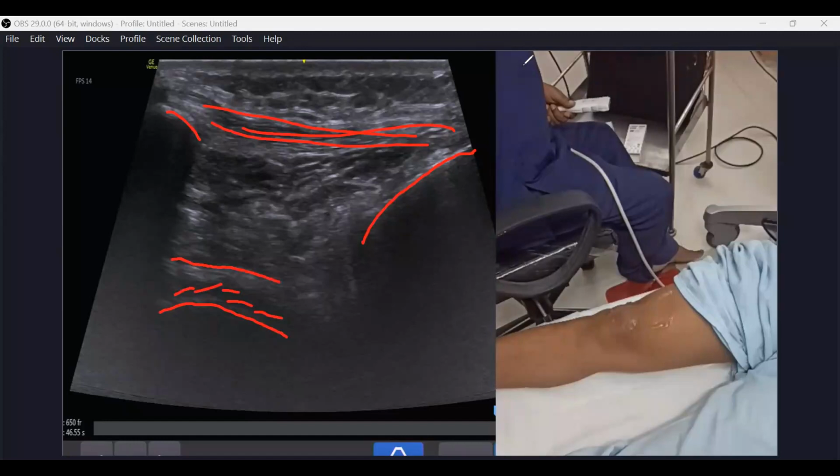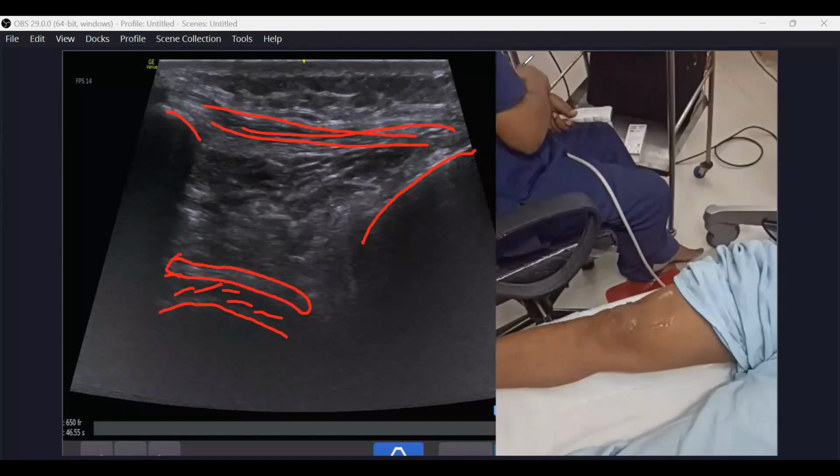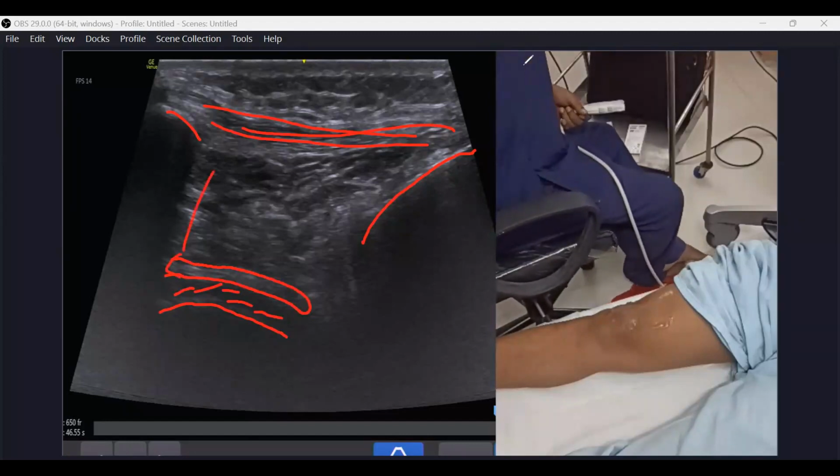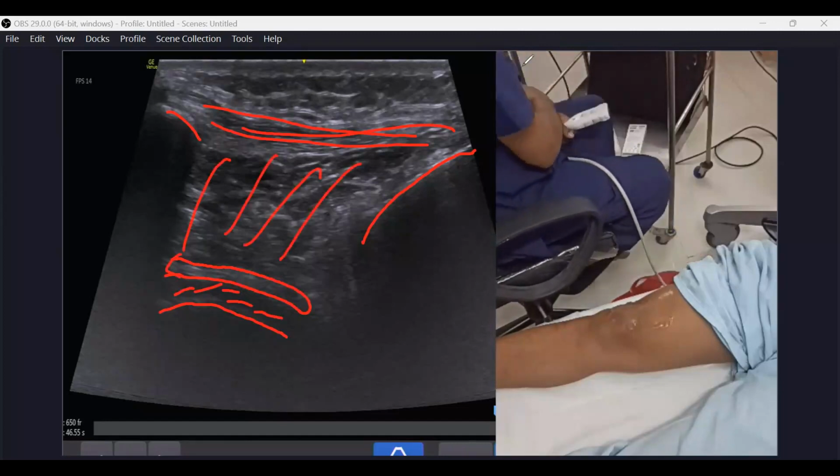After that is this area, this is the deeper layer of the Hoffa's fat pad. And you see this layer is very uniform, whereas the superficial layer is heterogeneous, not uniform. And many times we make a mistake thinking this is the ACL. The ACL I will be showing you.